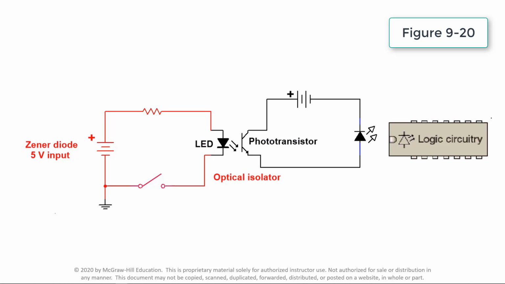This video demonstrates the operation of a phototransistor optical isolator circuit. When the switch is closed, a low-level DC voltage is applied across the LED of the optical isolator. The light from the LED strikes the phototransistor and switches it into conduction. In this simulation, the status of the switch is communicated as a low-level DC voltage to the logic circuitry.